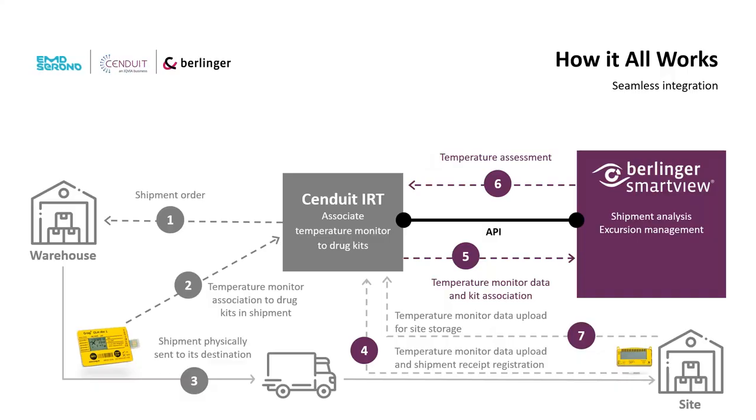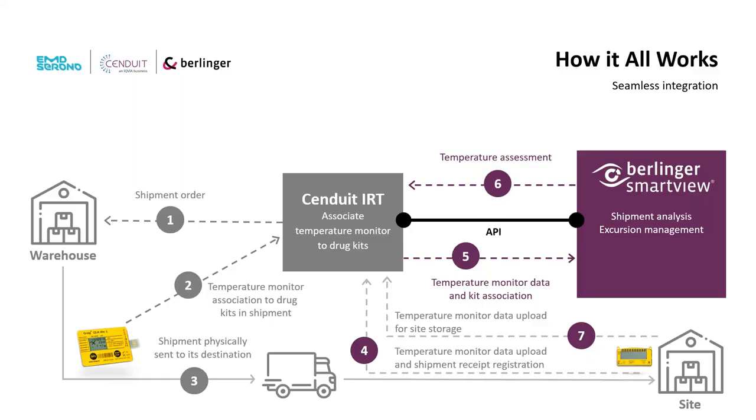Now the site starts storing that medication, for example, in the fridge, and you see that we have a storage device associated with the fridge that is now linked to those kits in the fridge. Data gets monitored with those new temperature monitors, and the site either uploads that data on a regular basis, or if there is an alarm, directly through the RT, or the monitor sends the data directly to the Berlinger SmartView system, and we get the data from there.